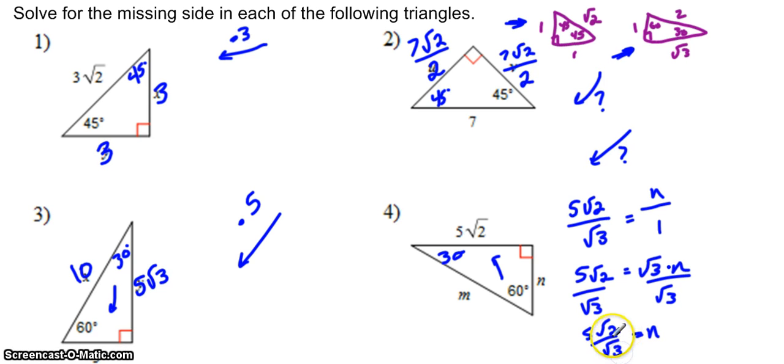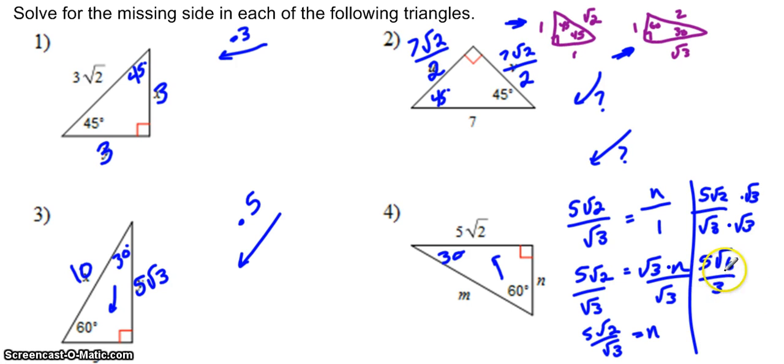And again, we've got a slight issue there because we've got this radical in the denominator, so let's rationalize that. 5 square root 2 over the square root of 3, multiply the top and the bottom by the square root of 3, and we end up with 5 square root 6 over 3, and that's as far as we can take it. No other simplifying can happen there. So n is going to be 5 square root 6 over 3.